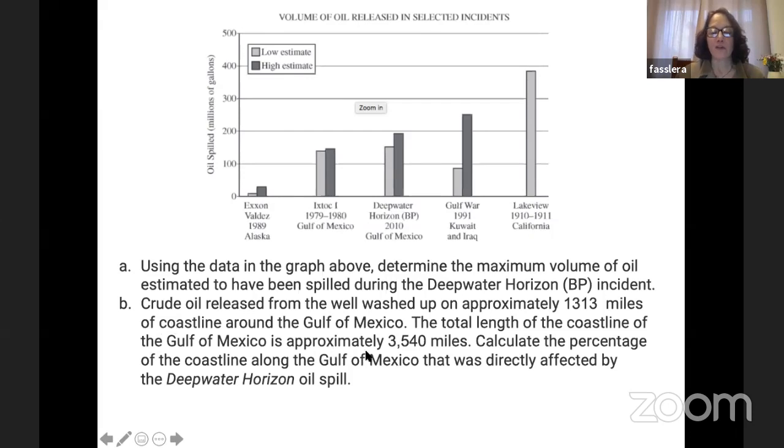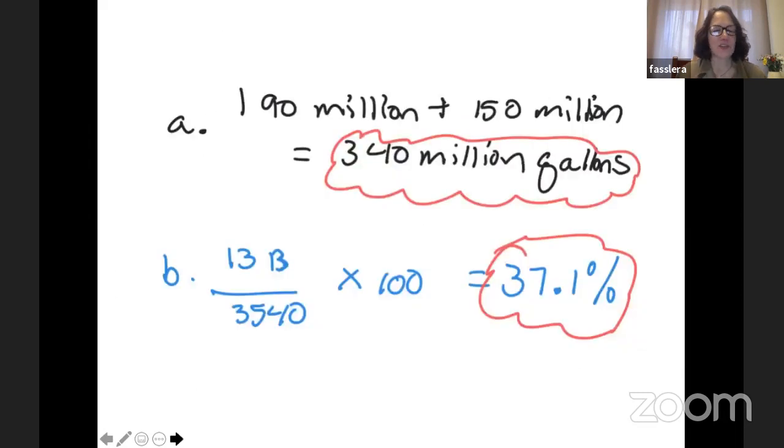Of that total coastline, that's the total length of the coastline, 1,313 miles of it were impacted by oil. So that is just, it's not a percent change problem. It's just a percent problem, part over the whole times 100.